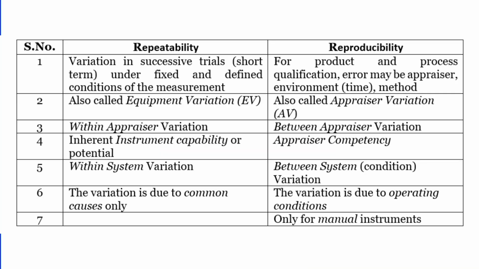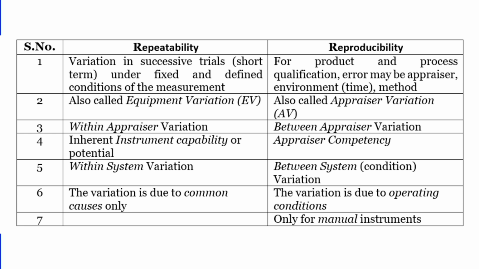But before going for that, it's very important to understand two key definitions. The first one is repeatability and the second one is reproducibility. When we talk about repeatability, primarily the intent is that we are using the same operator, same instrument and same set of components on which we are doing the measurement. On the other hand, when we talk about reproducibility, there is the same instrument, same set of components, but we are using 2 or 3 different appraisers who are going to check the same components.